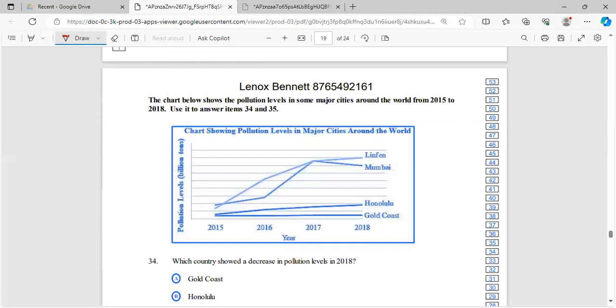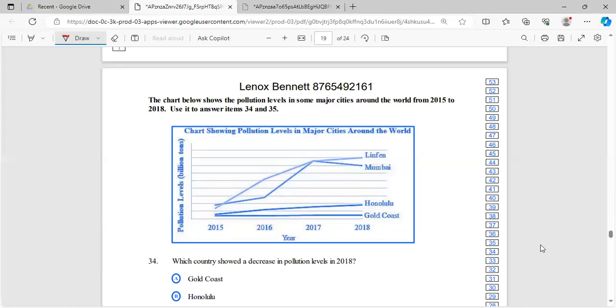Alright, the chart below shows the pollution level in some major cities around the world from 2015 to 2018. Use it to answer items 34 and 35. Which country showed a decrease in the pollution levels in 2018?